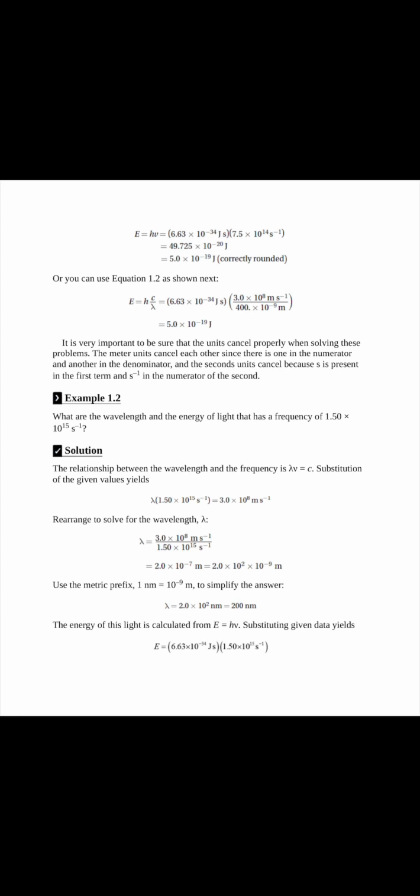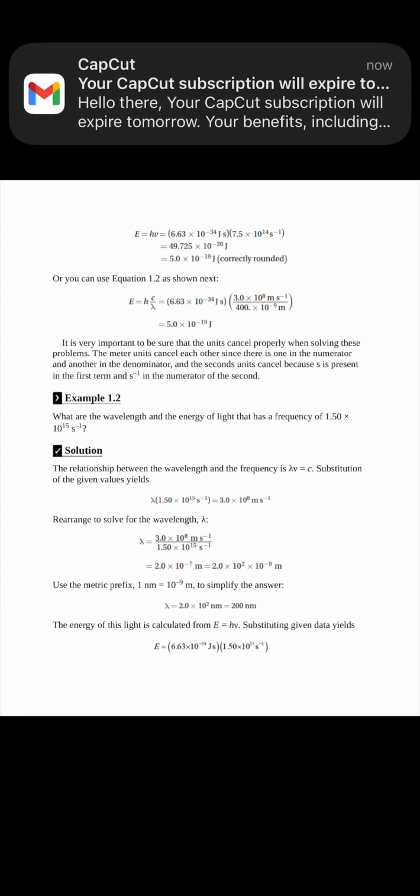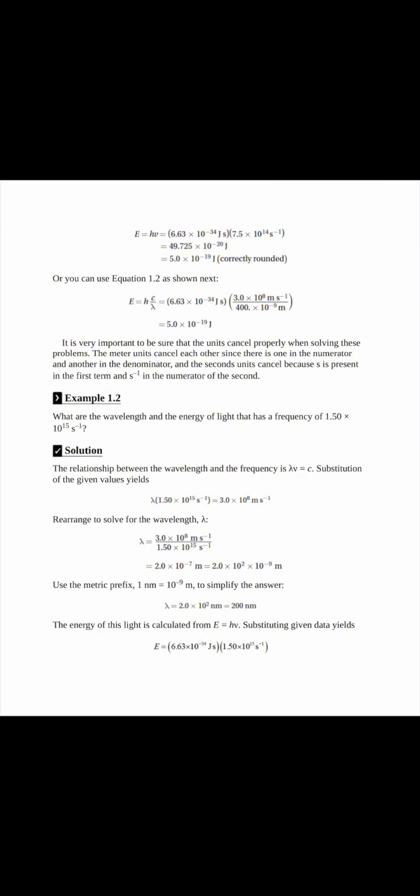Step 1. Rearrange to solve for the wavelength. Wavelength equals 3.0 × 10^8 meters per second divided by 1.50 × 10^15 reciprocal seconds. Wavelength equals 2.0 × 10^-7 meters. Step 2. Convert to nanometers using the metric prefix, where 1 nanometer equals 10^-9 meters. Wavelength equals 2.0 × 10^2 × 10^-9 meters. Wavelength equals 200 nanometers.